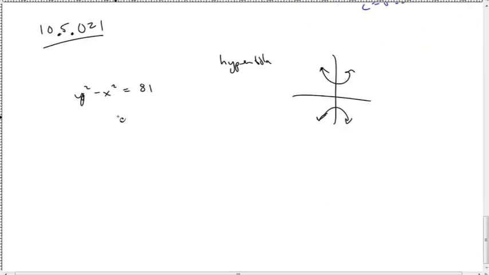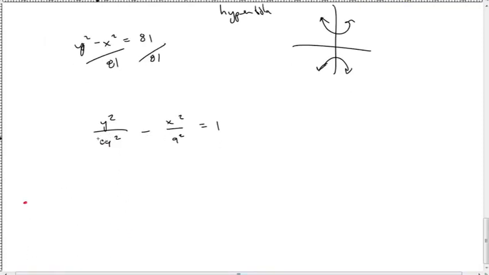Okay, so let's actually do some math here. In order to find out what these are going to be, I need a 1 right here, so I'm going to divide by 81 on both sides. And 81 is technically 9 squared, and so I got a 9 squared, and 9 squared equals 1. And now I can find my majors and minors.